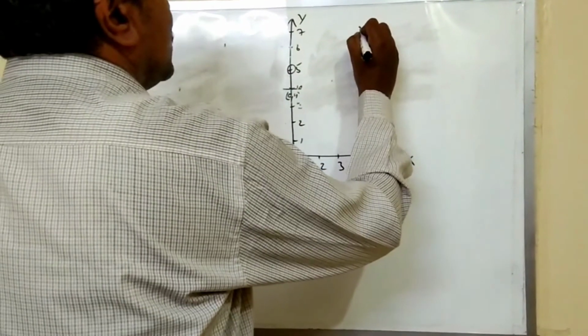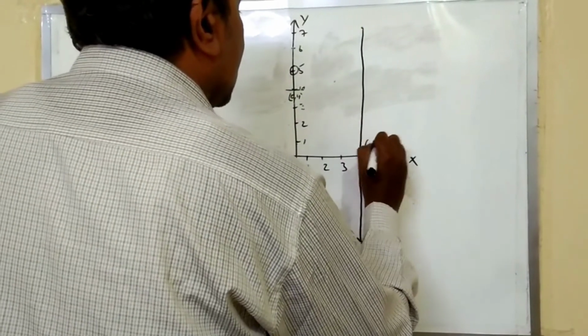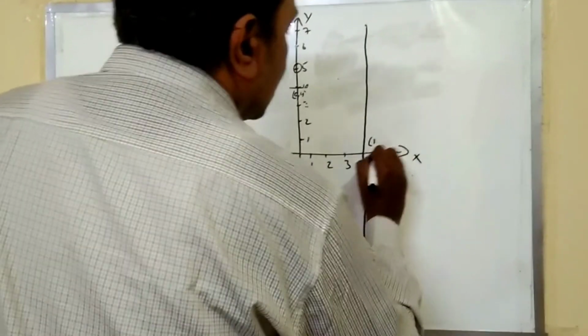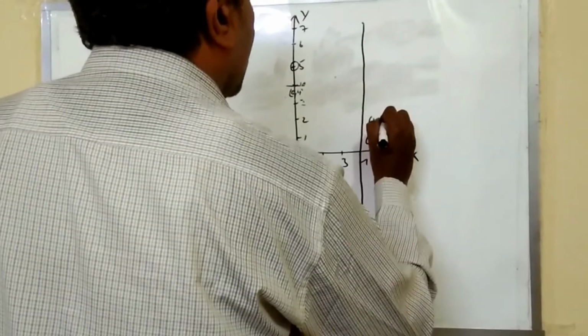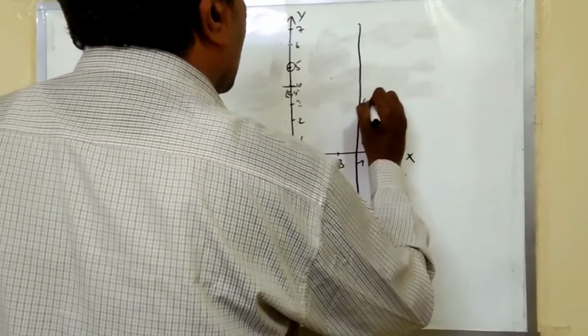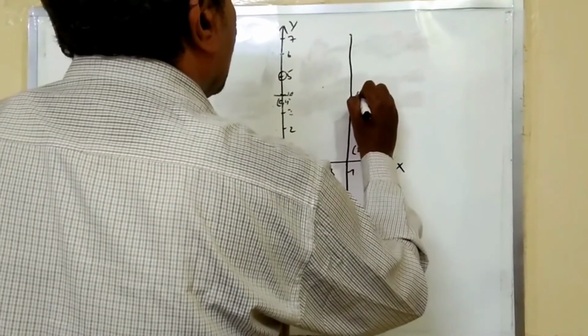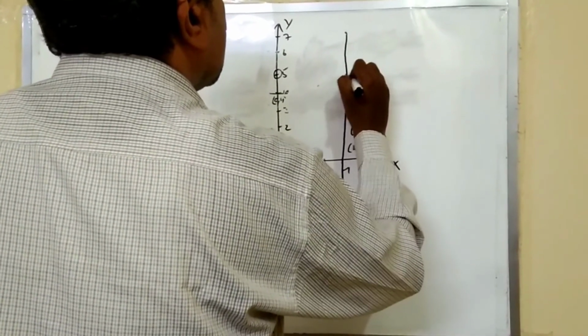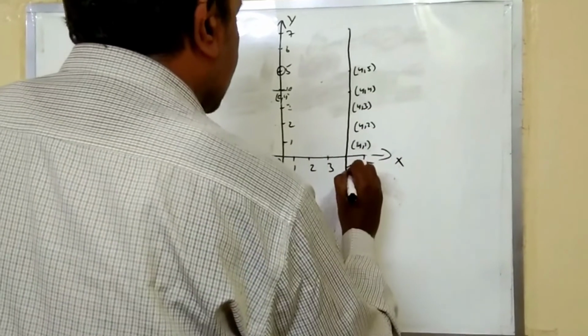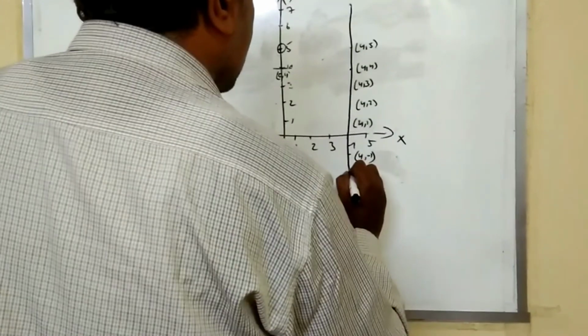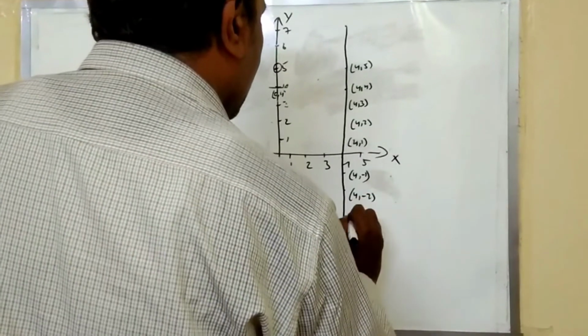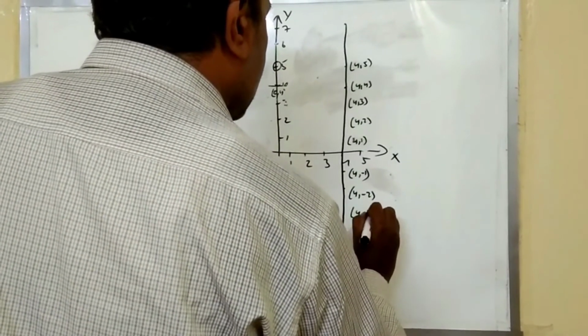Okay. So now write the coordinates. This is (4, 1). This is (4, 2). This is (4, 3). This is (4, 4). This is (4, 5). And so on. And this is (4, -1), (4, -2), (4, -3), and so on with it.